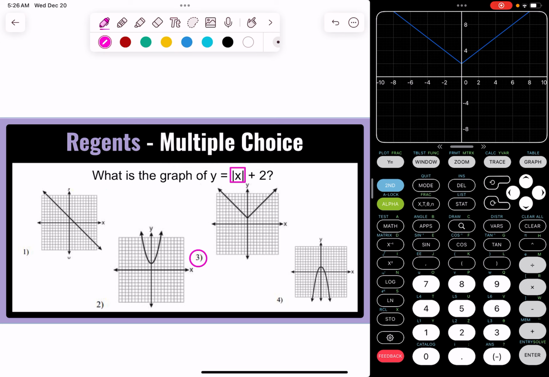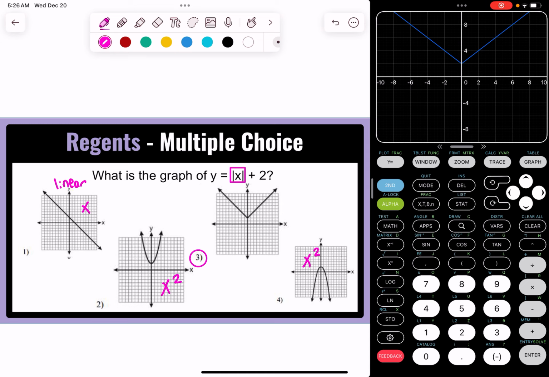So choice 1. This is called a linear function. This only happens when you have an x and some number. No exponent, no absolute value symbol. Number 2 and 4, those are both called quadratic, and those only happen when you have an x squared. There could be coefficients, there could be other numbers, but you have to have at least the x squared. The 2 has to be your highest exponent.